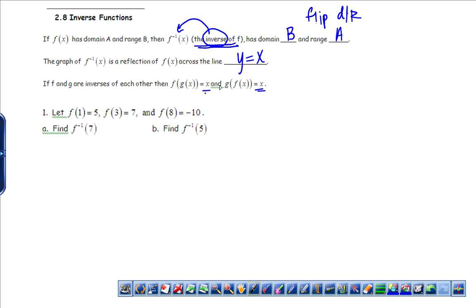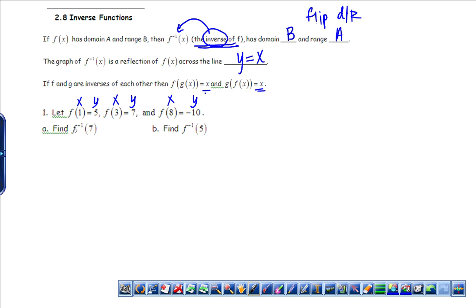Okay, so let's look at this down here. It says let f of 1 equal 5. What this means is this is your x value and this is your y value. So this is input, this is output. Again, if x is 3, then y is 7. If x is 8, then y is negative 10.